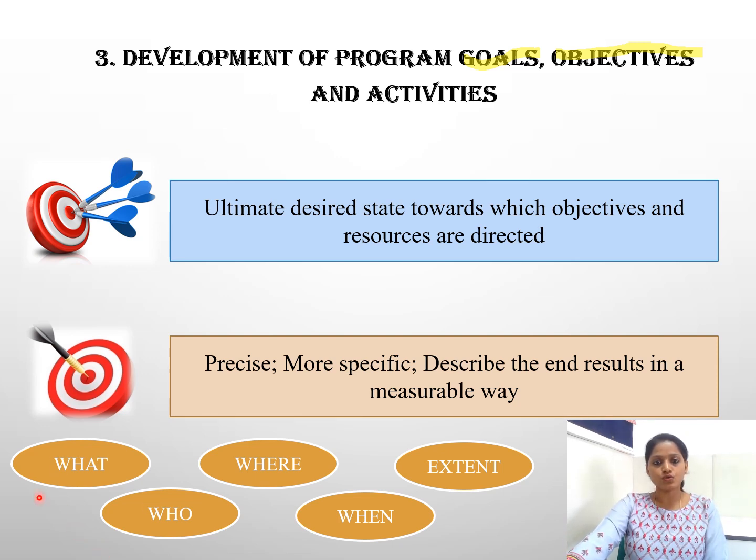What refers to the nature of the situation or condition to be obtained. Who refers to the particular group or portion of the environment in which the attainment is desired. Where refers to the geographic area of the program, and when refers to the time at which the desired situation is intended to exist. And finally, extent refers to the scope and magnitude of the situation or condition to be attained.